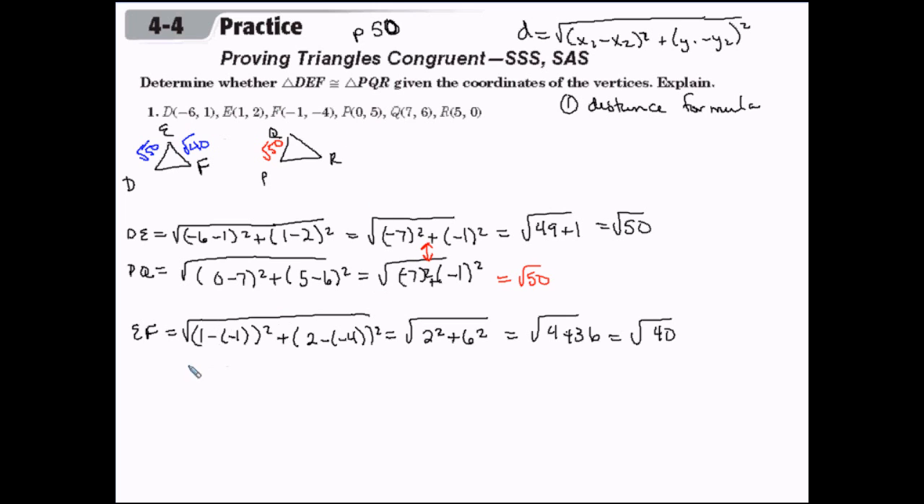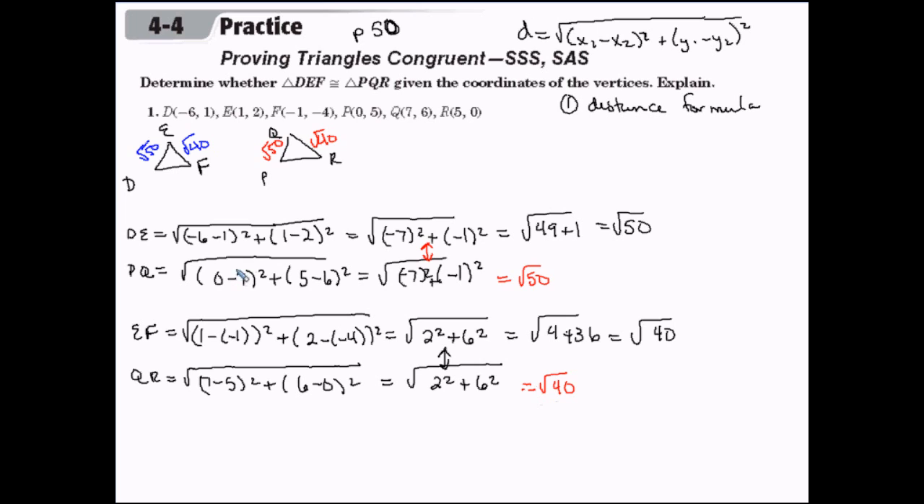And then QR, I have 7 minus 5 and 6 minus 0. 7 minus 5 gives me 2 and 6. These match again. So this is going to be the square root of 40 also.